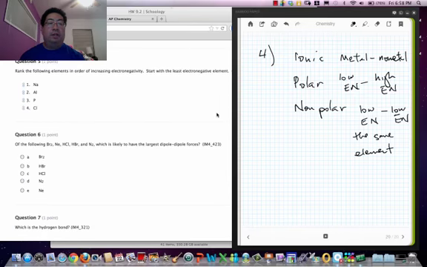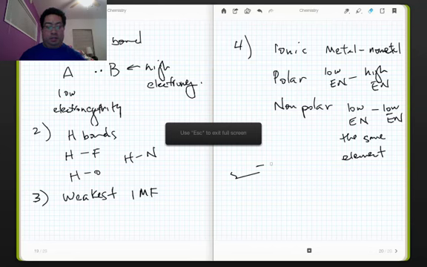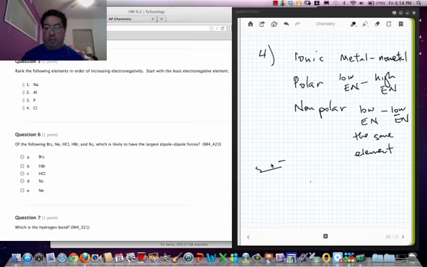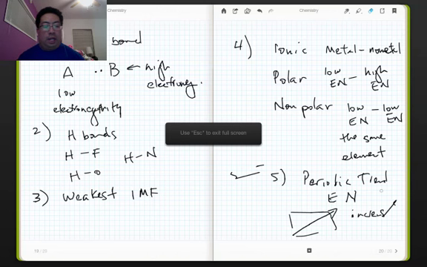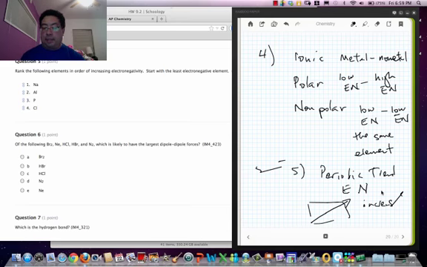For number 5, you have to rank these in order of increasing electronegativity. You need increasing electronegativity, so for 5, look at the periodic trends for EN. And if you've forgotten, if this is the periodic table, as you go from here to here, it increases. So as you go further to the right and closer to the top, we get an increase. I must be hitting a button on my pen, so I apologize for that.